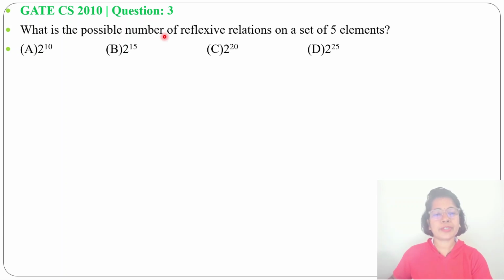Let's solve one previous question of set theory. This question was asked in GATE CS 2010, question number 3. What is the possible number of reflexive relations on a set of 5 elements? 4 options are given.